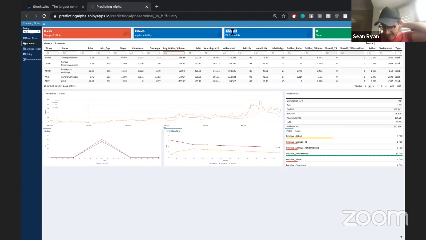So what does this tell us? This tells us that the options are extremely expensive. And this is actually set up really well for us, Jordan. Look at this. We could sell an iron condor here.